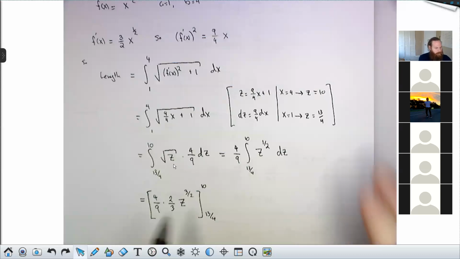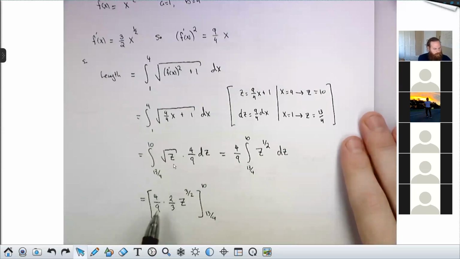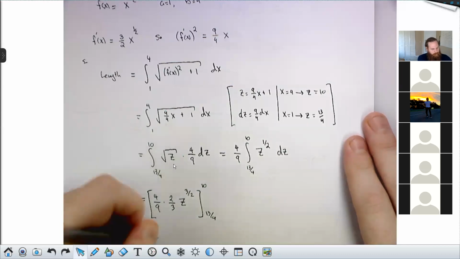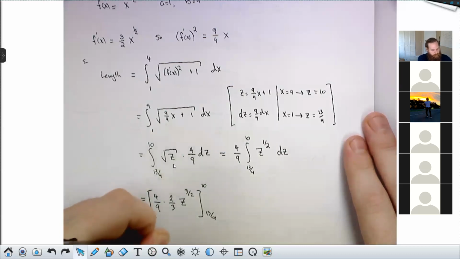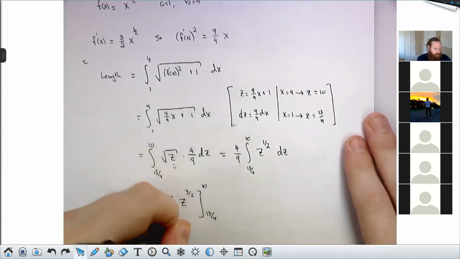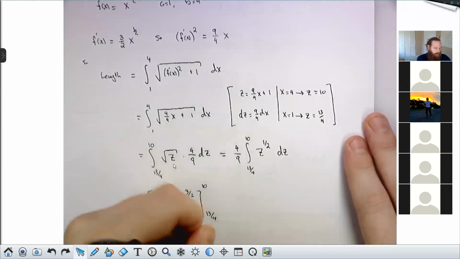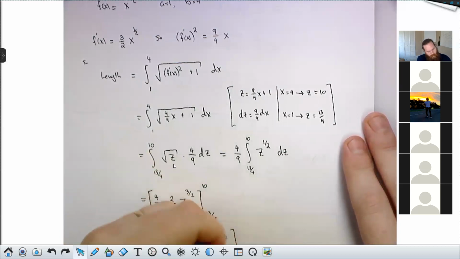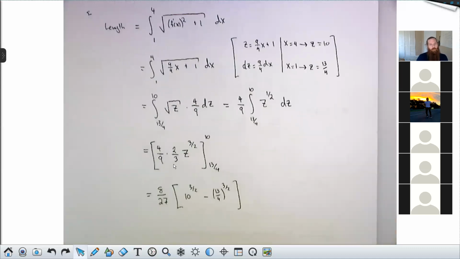You can combine these two constants. 4 times 2 is 8, 9 times 3 is 27. So that's 8/27 times 10 to the 3/2 minus 13/4 to the 3/2. Neither of which are nice numbers, so I wouldn't bother simplifying beyond this. This is fine.